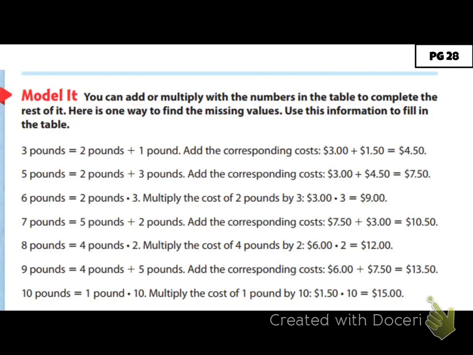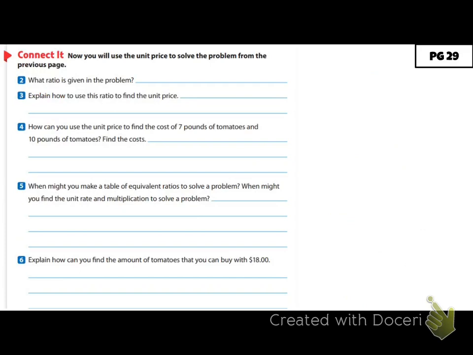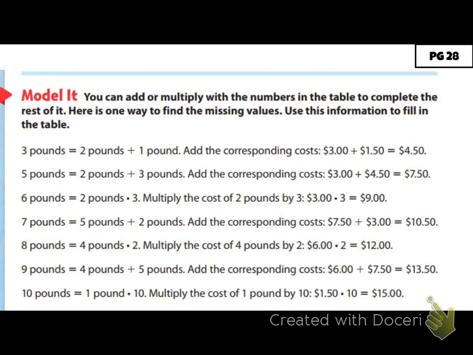Okay, the second modelet, it says that you can add or multiply with numbers in the table to complete the rest of the table. Here's one way to find missing values. So basically, if we're looking for 3 pounds, we can take the 2 pounds plus 1 pound, those costs, and we can add them together. So the cost for 2 pounds was $3, the cost for 1 pound was $1.50, so we add those, and 3 pounds would equal $4.50.